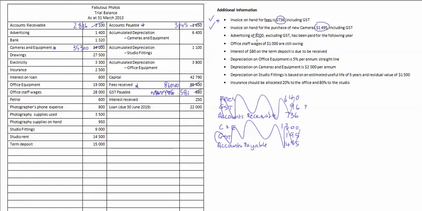Now the next one is advertising of 200 has been paid for the following year. So we don't want to record it in this year's financial statement. So let's take 200 off that, and that takes that down to 1200. And because we have paid it, but for the future years, we're going to call that a prepayment of $200. And that is a current asset. So that's that one done.